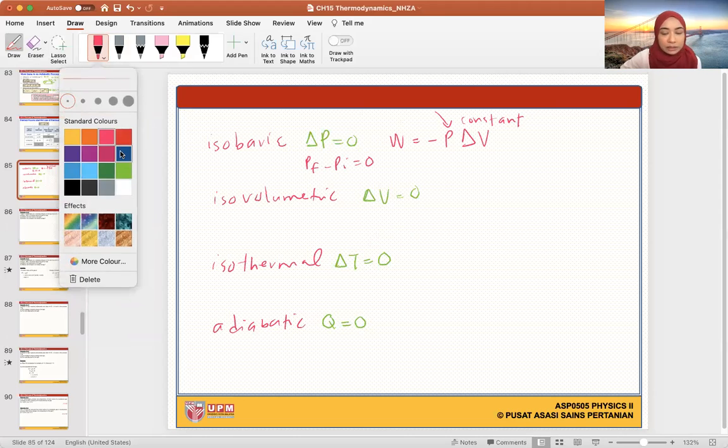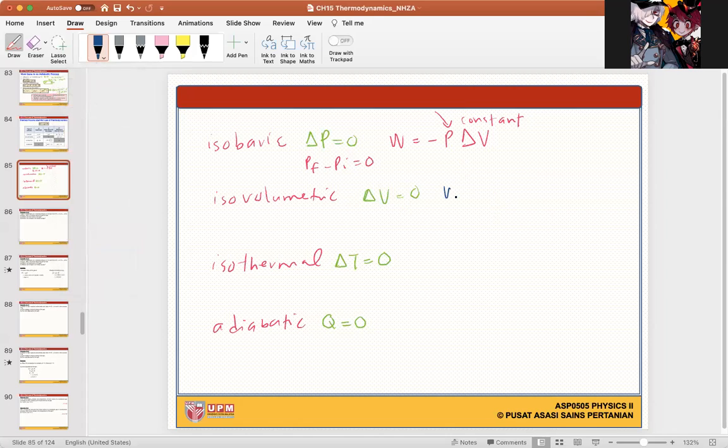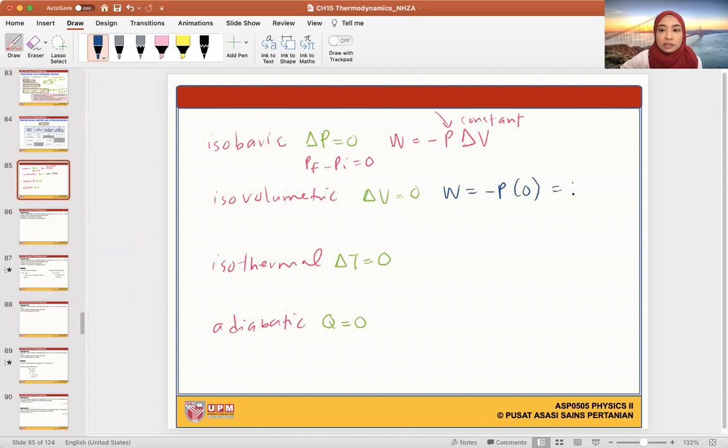And now we have isovolumetric. I should use a different color. Isovolumetric, delta V equals zero. So what becomes zero as well because of this? The work done, right? Work done becomes zero. So minus P times zero is just zero. This makes our equation delta U equals Q plus zero, which is just Q.